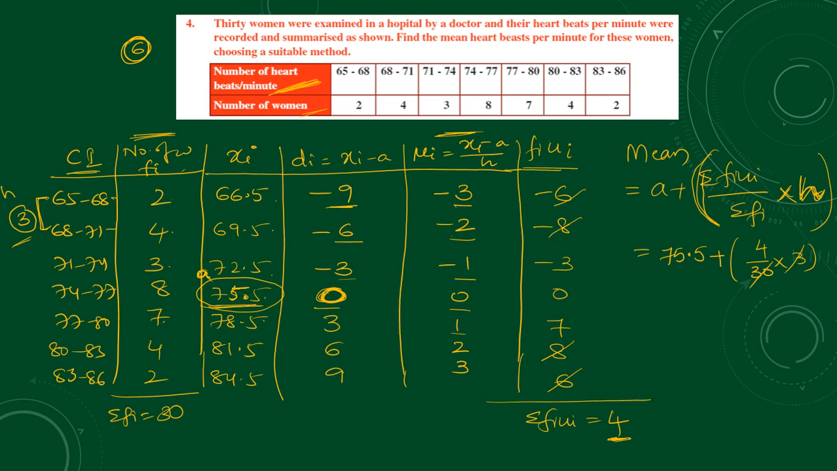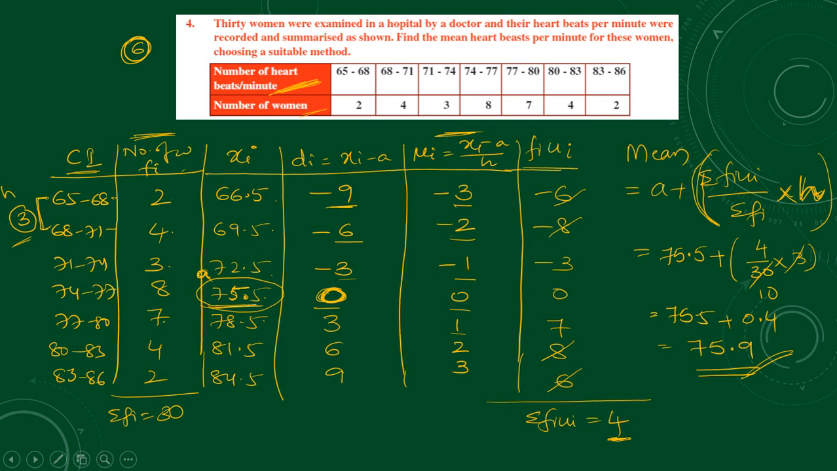3 in 30 goes 10 times, so 4 by 10. So this becomes 75.5 plus 4 by 10. 4 by 10 means 0.4, right? If you add this, it becomes 75.9. So 75.9 is my answer. The mean heartbeats per minute of women is 75.9 heartbeats per minute. Okay, so this is my answer using the shortcut method.